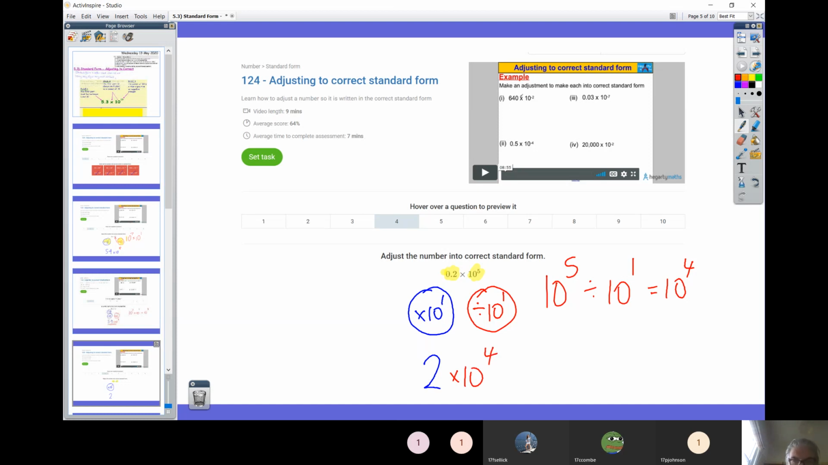And again, some of you will be looking for the shortcut. Go right back to the beginning. What did I do to the 0.2 to turn it into 2? I timesed it, I made it bigger, so I'm going to have to make the 5 smaller. So the 5 becomes a 4. Okay? So the 0.2 I multiplied by 10, so I've got to divide the 10 to the power of 5 by 10. So that my final answer there would be 2 times 10 to the power of 4. 2 is between 1 and 10, so it is therefore in standard form.